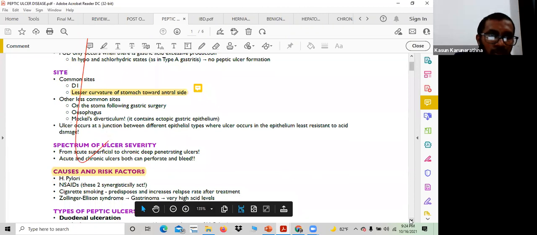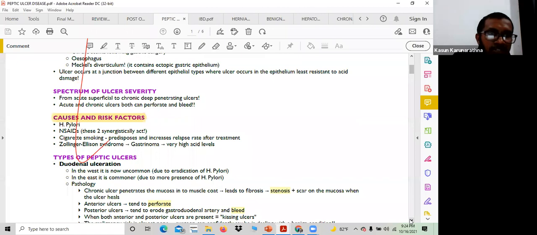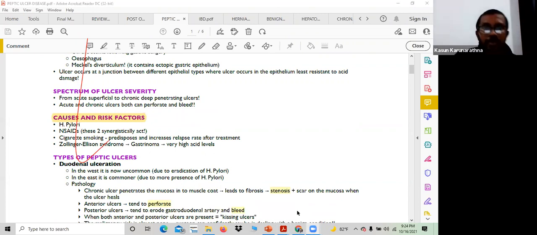Then the causes and risk factors: H. pylori, NSAIDs, cigarette smoking, and Zollinger-Ellison syndrome, where you have gastrinomas and very high levels of acid. Let's see, right? Give me a minute.